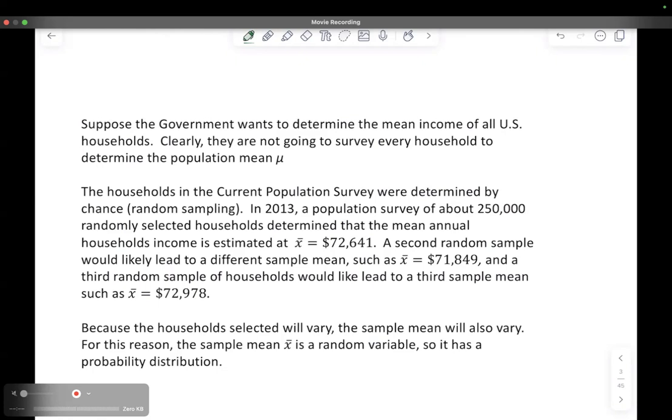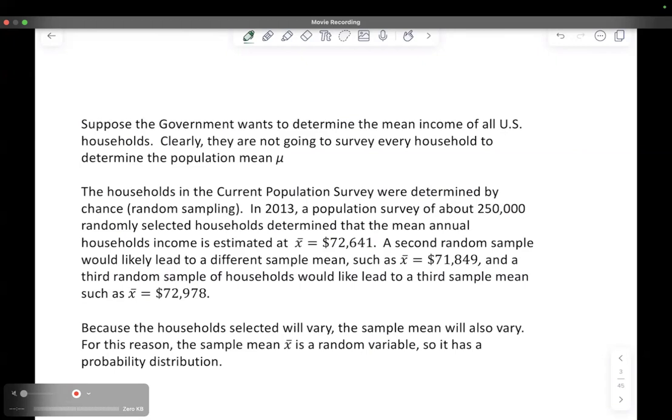These vary a lot. But if I took those three samples and I averaged the means of those three samples, I could get a pretty good idea of what the actual average income is in the US, right? And it'd probably be much closer to what the true average is if I averaged all the averages. And that's what we're going to be doing today.